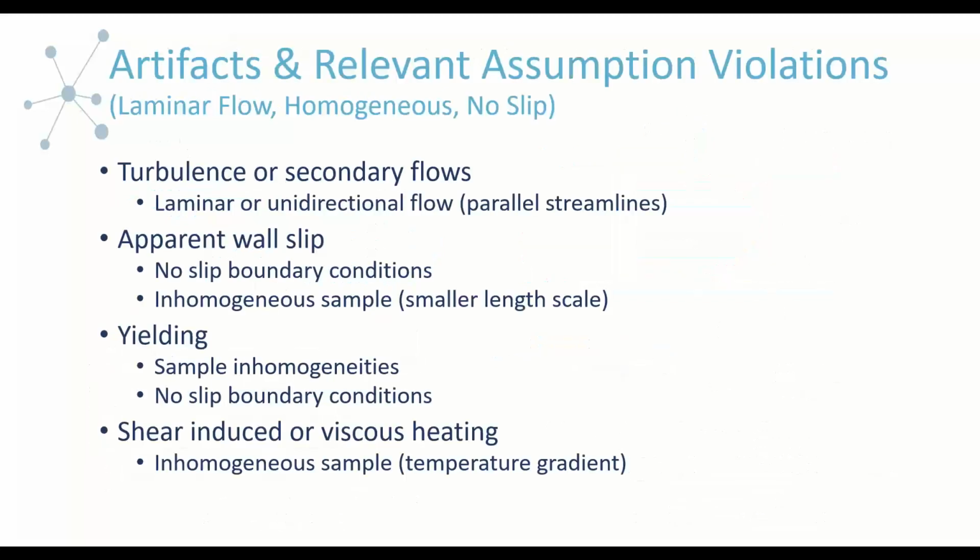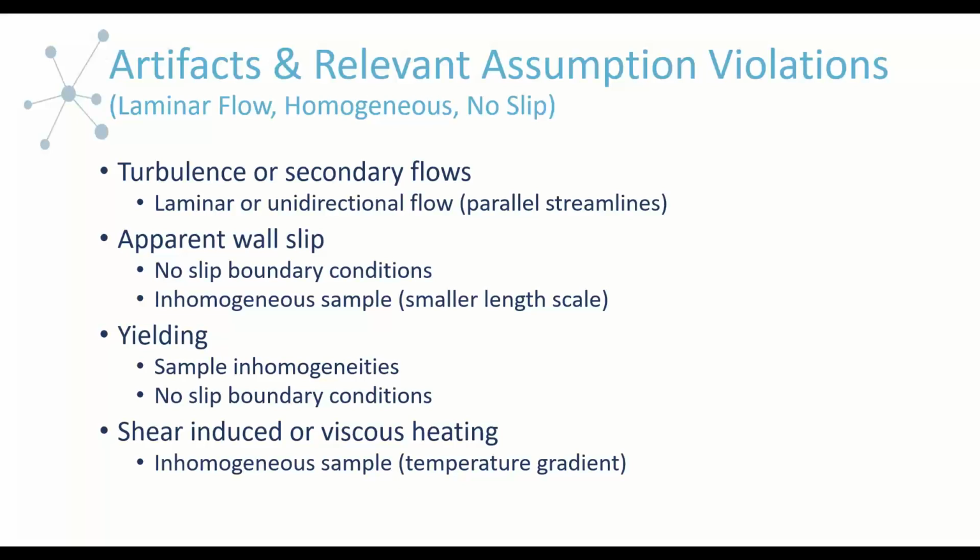So now let's understand how these artifacts we're going to talk about relate to these assumptions, and the assumptions specifically not being met. The secondary flows or the turbulence come from the violation of the laminar or unidirectional flow assumption. And we'll talk about the details of that. That's going to be our first topic.